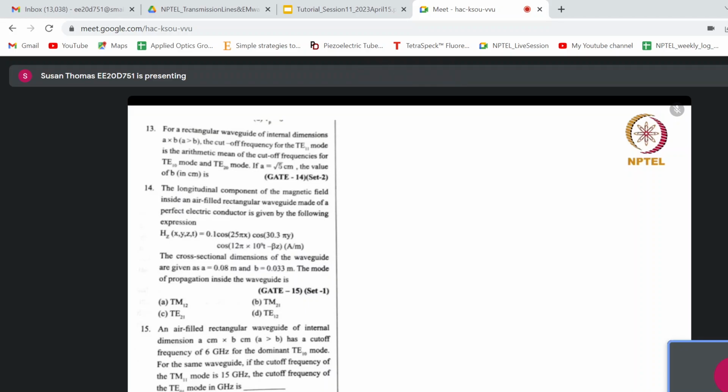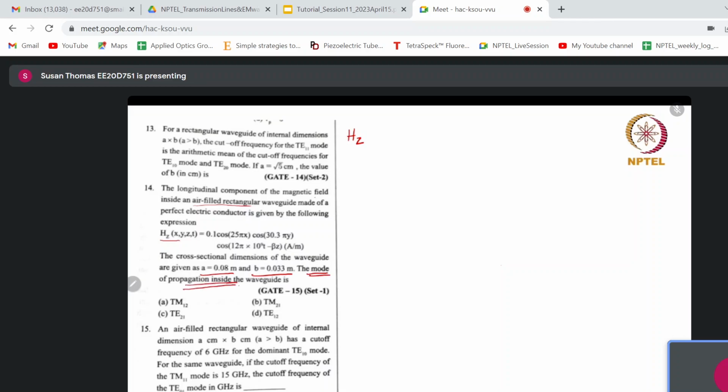Coming to the next question. The longitudinal component of magnetic field inside an air-filled rectangular waveguide made of a PEC, that is a perfect electric conductor, is given by the following expression. So this is an expression for HZ. The dimensions of the waveguide A and B are given. Mode of propagation inside the waveguide is being asked.